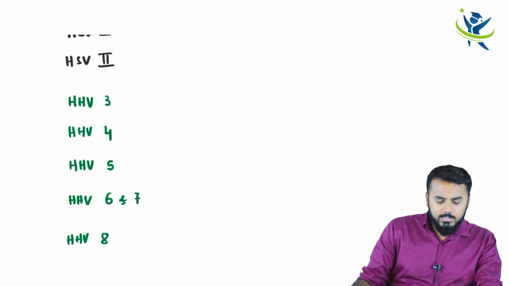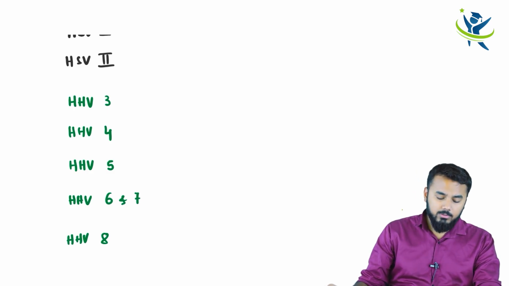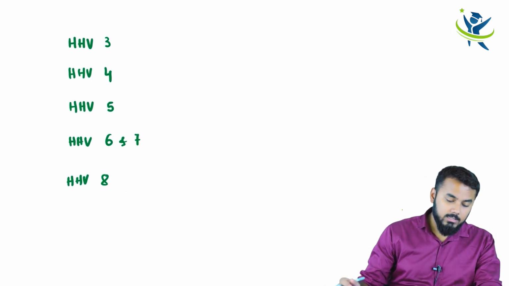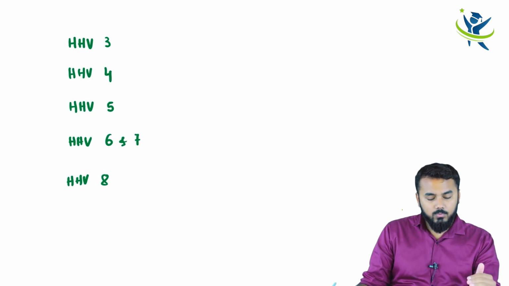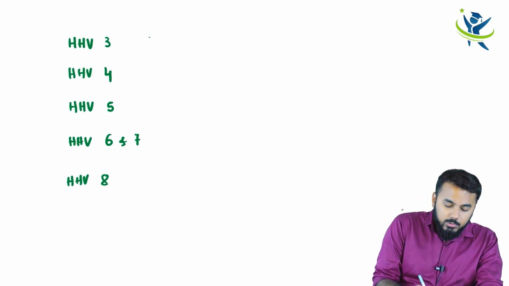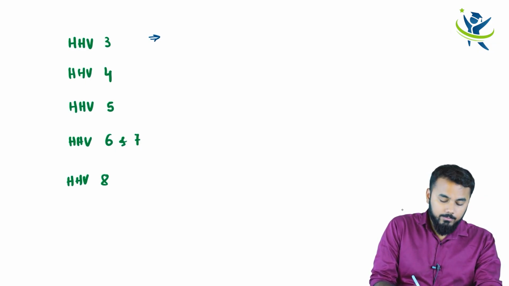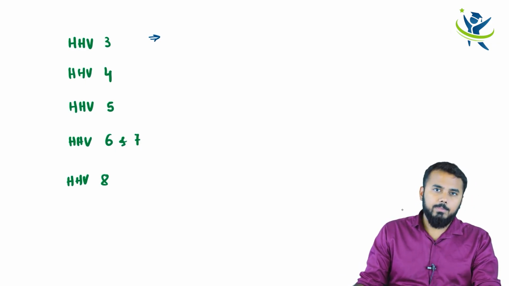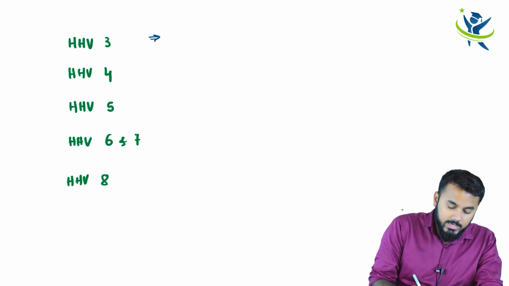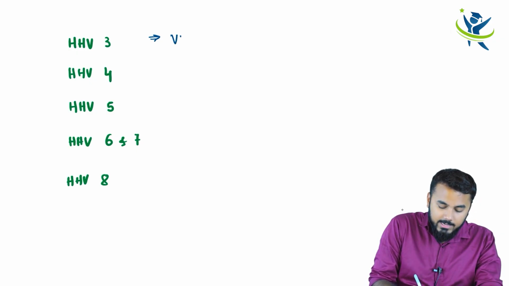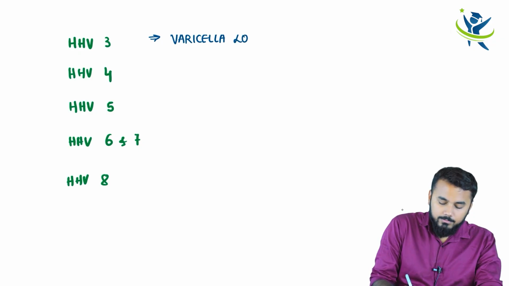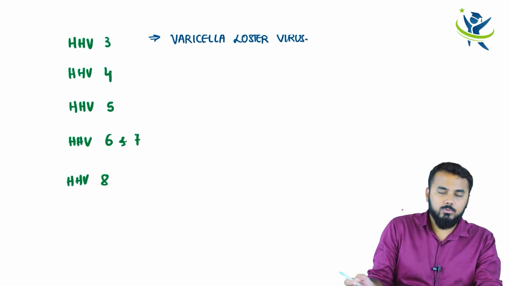Now obviously I will be discussing each and everything in much more detail, right? So this will be just an introductory class. Human herpes virus 3 is responsible for causing what? Chickenpox, right? So what is the name of the virus here? That is varicella zoster virus. Varicella zoster virus.